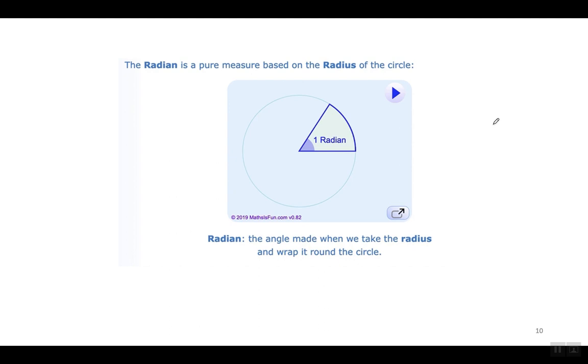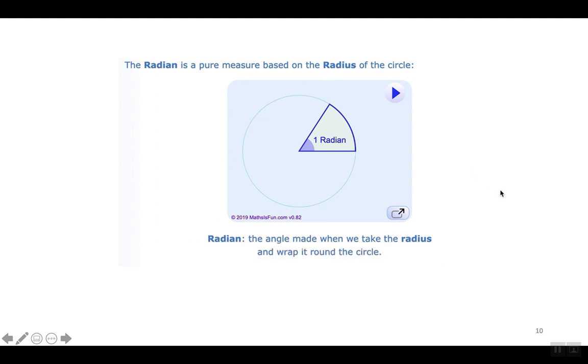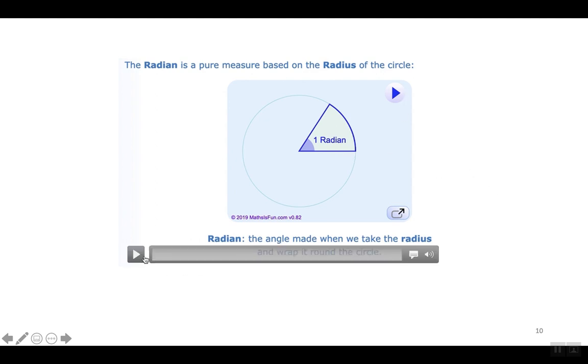Okay, for the next question, I just want to review real quick this video that shows what a radian is, because we're going to need it on this next question. So remember that a radian is when you take the radius of a circle and wrap it around so that the length of this arc is the same as the length of the radius. All right, let me play the video to refresh your memory.